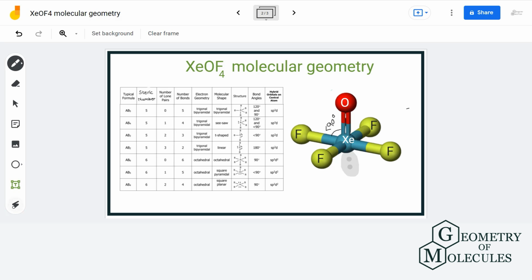Let us confirm that by referring to this table here. Here, A stands for the central atom and B is the number of atoms attached to the central atom. We have xenon as the central atom and there are 5 atoms attached to it, and that gives us a general formula of AB5. The steric number is 6, out of which 1 is a lone pair and the others are bond pairs, and that gives us a molecular shape of square pyramidal and the hybridization as sp3d.